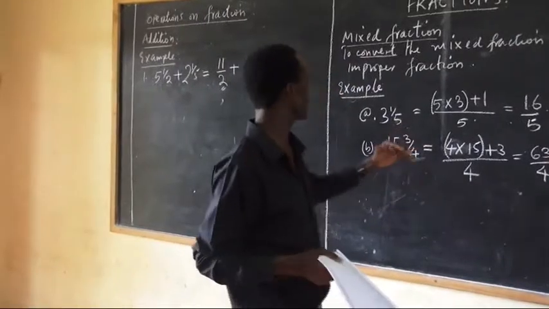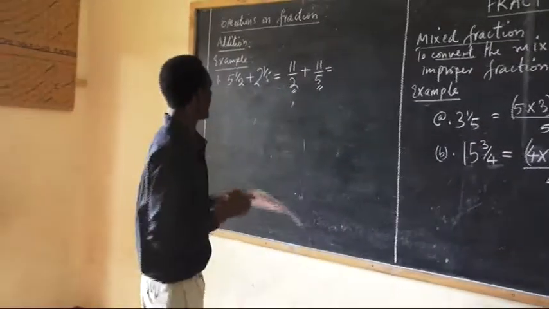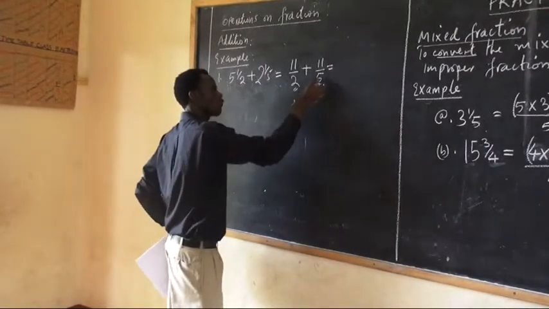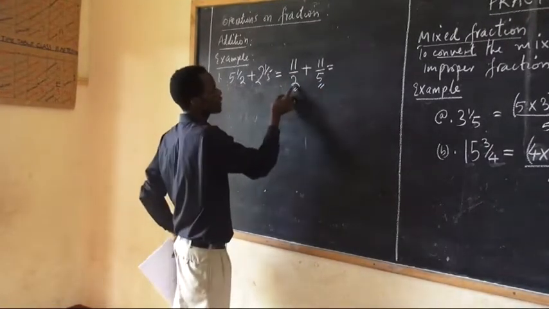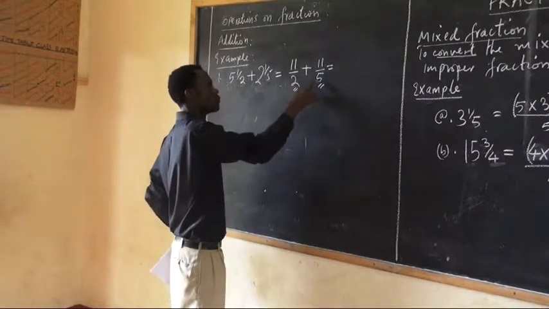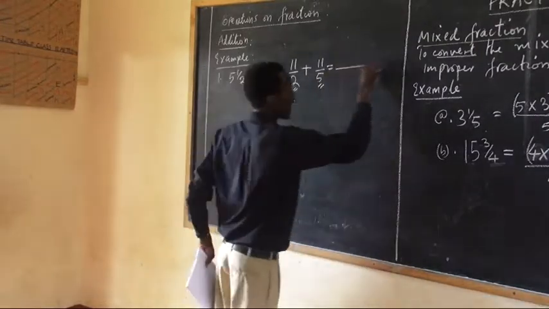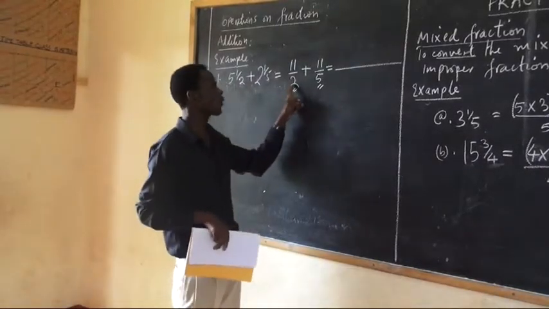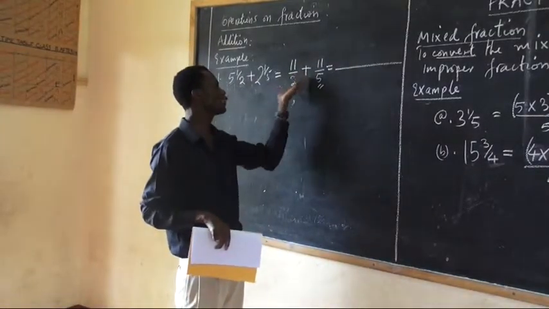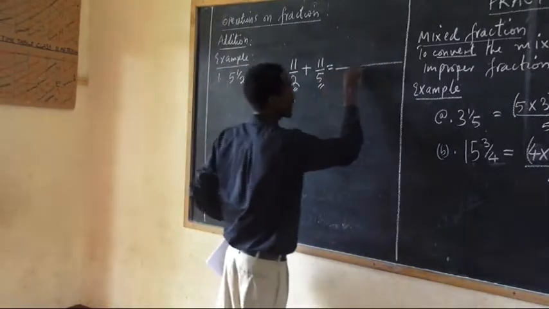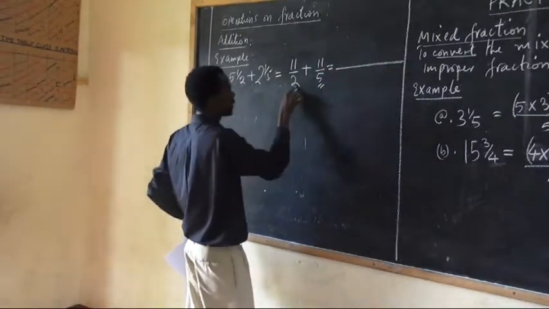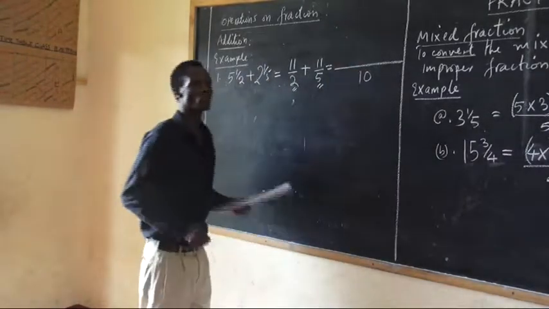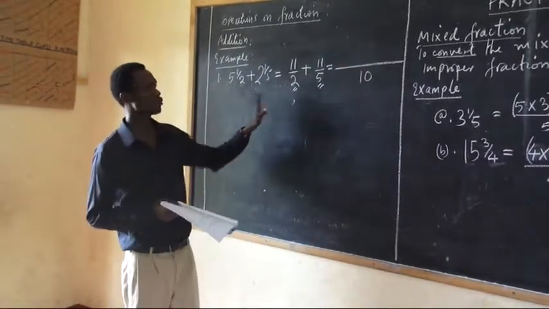Now it is better if we take an alternative. Therefore, instead of finding the LCM of 5 and 2, you multiply this number. You take 2 times 5. Badala ya kutafutia LCM, unazidisha hizi hapa namba. You multiply the denominator. Now, you make a line, then you multiply the denominator. It is 2 times 5, which is equal to 10.